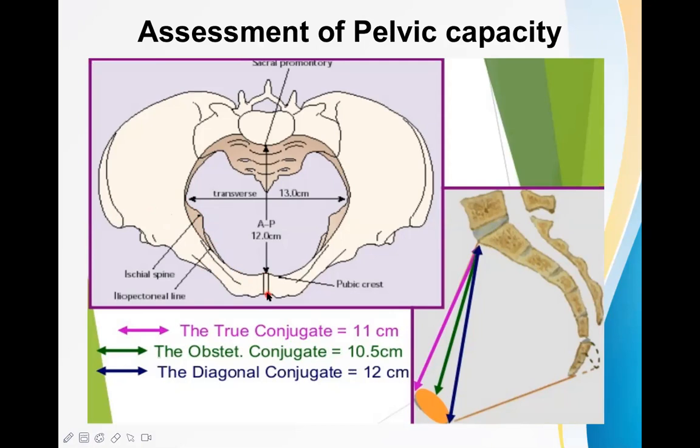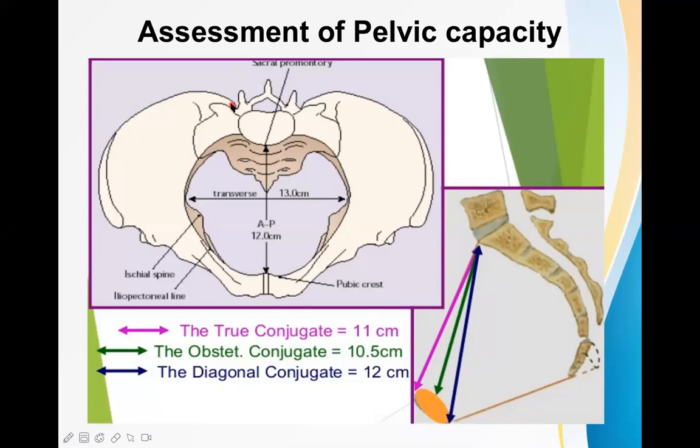This is called symphysis pubis, which is present exactly in the midline. This is pubic crest. This is the ischial spine here, and this is called iliopectineal line. These are the important anatomical landmarks in the pelvis. See here, this is called anterior superior iliac spine. Every student knows that. The posterior superior iliac spine is here on the posterior side.